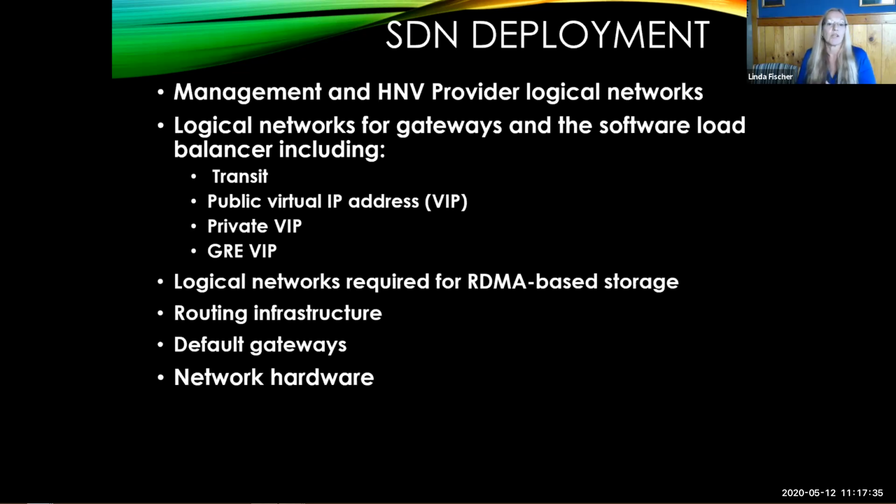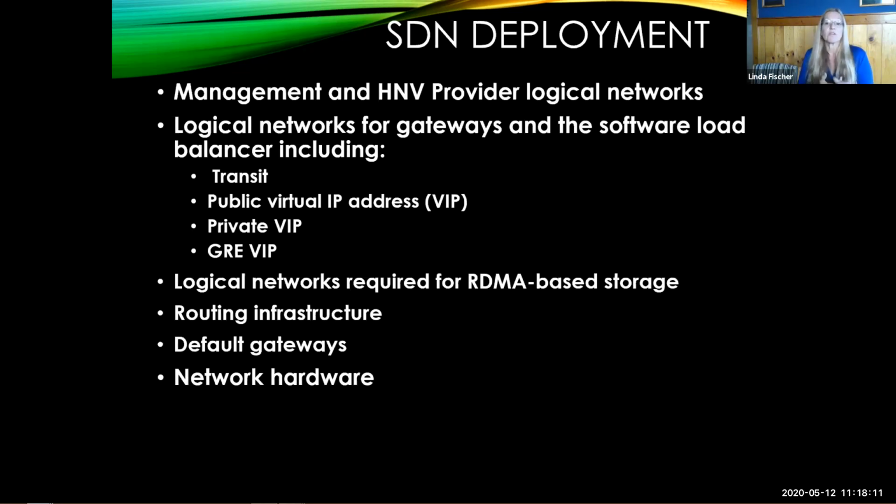We're going to have a GRE virtual IP address used to define our VIPs that are assigned to gateway virtual machines running on your SDN fabric for our server-to-server GRE connection type. So that would be our horizontal east-west connections. We're going to have logical networks requiring our RDMA-based storage. And with that, you're going to define a VLAN and a subnet for each physical adapter on your compute and storage host if you're using RDMA-based storage.